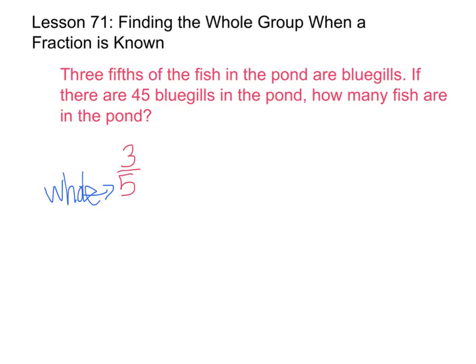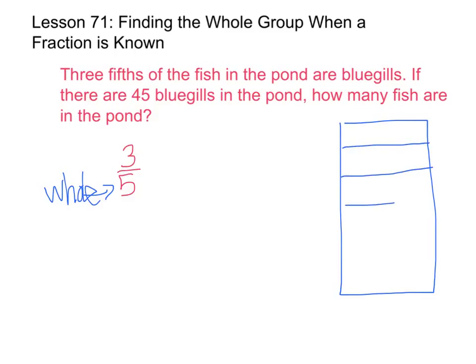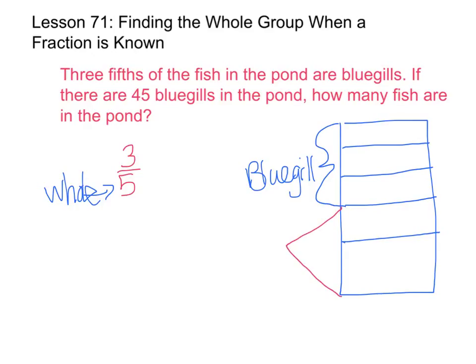Now, we can draw a diagram which helps us with fraction problems. If we draw a diagram, we know we need a total of 5 parts. We've got 5 boxes. Now, 3 of these boxes are bluegill. The 2 that are left over then are the other fish. So 2/5, not bluegill.